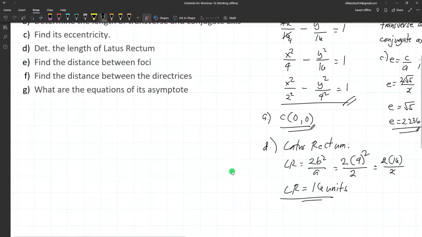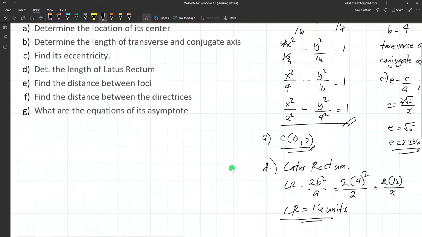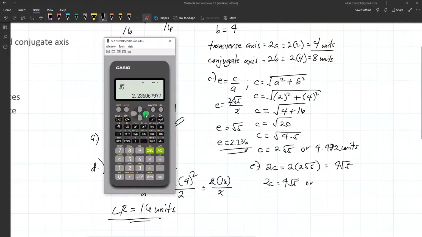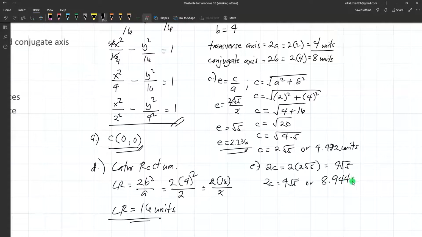Question E. Find the distance between foci. For question E, the distance between foci, we have already seen here. So let's just multiply it by 2. 2 times 2 square root of 5 equals 4 square root of 5. So the distance between foci is 4 square root of 5, or equivalently 8.944 units.